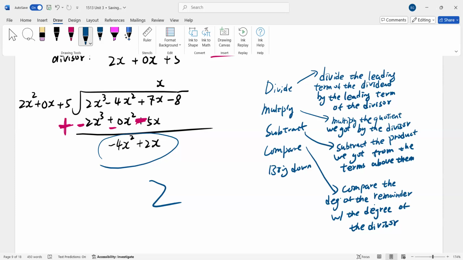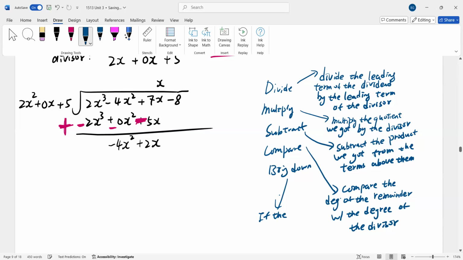We only stop when the remainder has a smaller degree than the divisor. And that's also important, okay? We stop the process of long division when the remainder has a strictly smaller degree than the divisor. Now it's not. The remainder has degree 2, the divisor also has degree 2, so we have to continue, right? If we decide to continue, we bring it down. Bring down the next term.